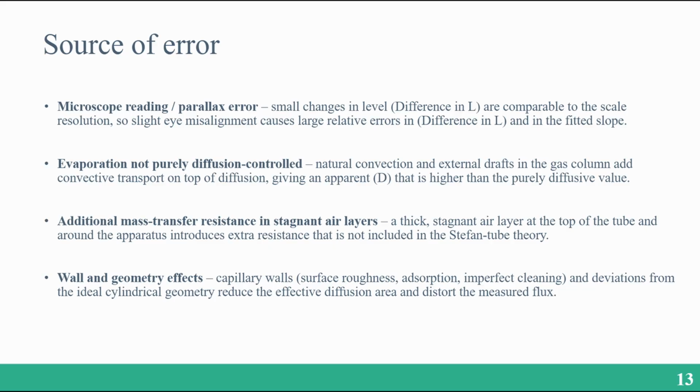Evaporation is not purely diffusion controlled. Natural convection and external drafts in the gas column add convective transport on top of diffusion, giving an apparent D larger. A thick stagnant air layer on top of the tube and around the apparatus can add extra resistance to diffusion. The geometry of the apparatus might not be perfectly cylindrical, therefore there might be some slight error.